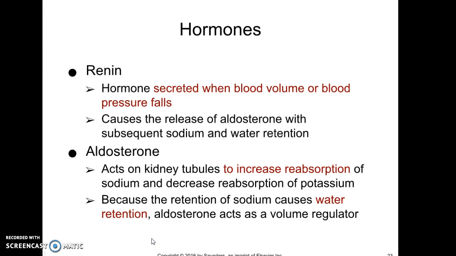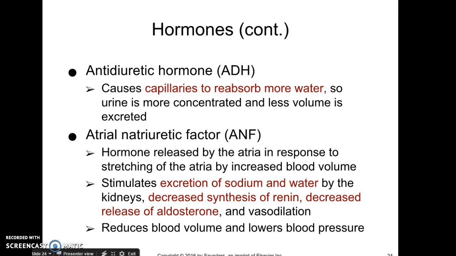Aldosterone acts on the kidney tubules to increase reabsorption of sodium and decrease reabsorption of potassium. And because the retention of sodium causes water retention, aldosterone also acts as a volume regulator. So both of these, renin and aldosterone, will cause the body to hang on to sodium, and therefore anytime you're hanging on to sodium, you're going to hang on to water as well. So if you were not wanting to retain water, like you were already swollen or you already had high blood pressure, you wouldn't want too much of this on board. But these are good things to have if you need to increase your blood pressure for some reason.